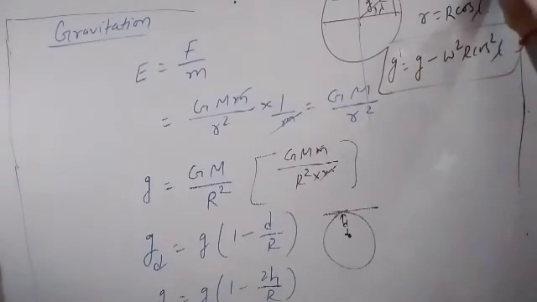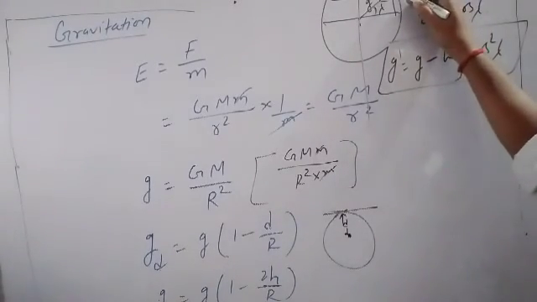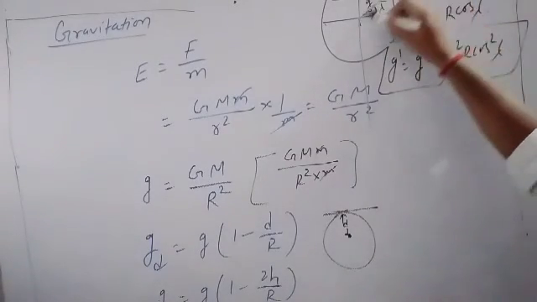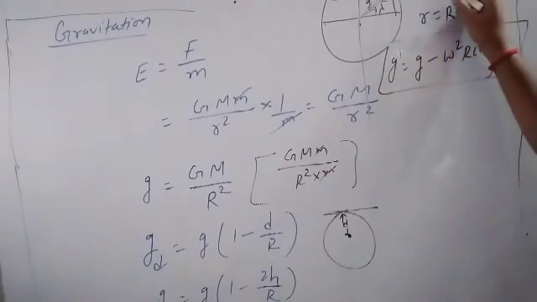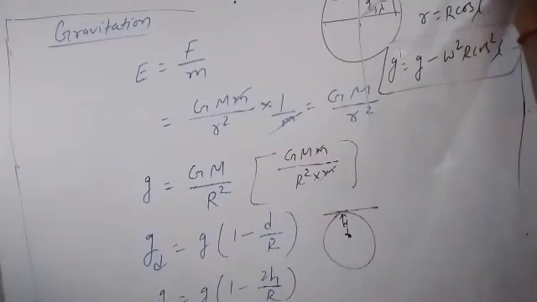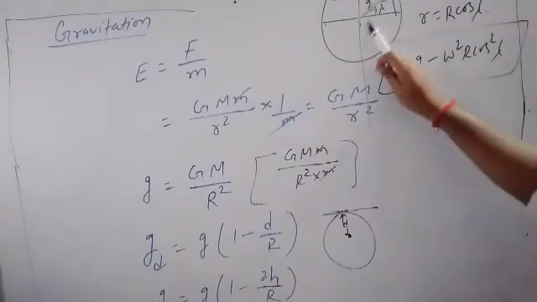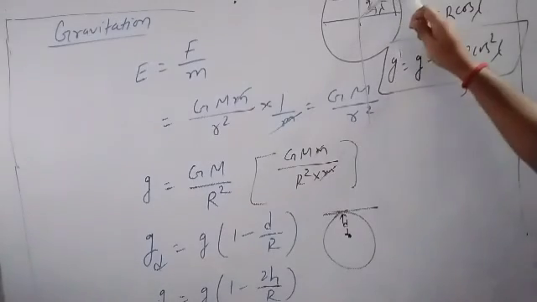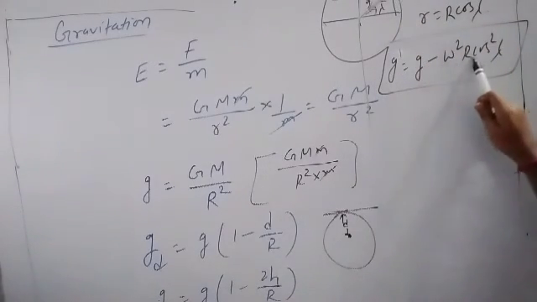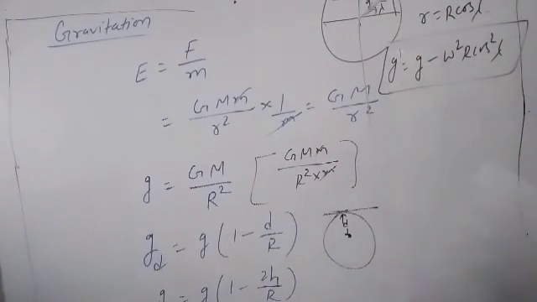So omega square r is the centrifugal acceleration experienced by this particle. Its component along the gravitational force, which is acting towards the center of earth, is omega square r cos lambda. And since r is R cos lambda, if you put this r here, you get R cos lambda into cos lambda, cos square lambda. So the net gravitational acceleration at this point will be g dash equal to g minus omega square R cos square lambda. So this is the variation in acceleration due to gravity due to rotation of the earth.